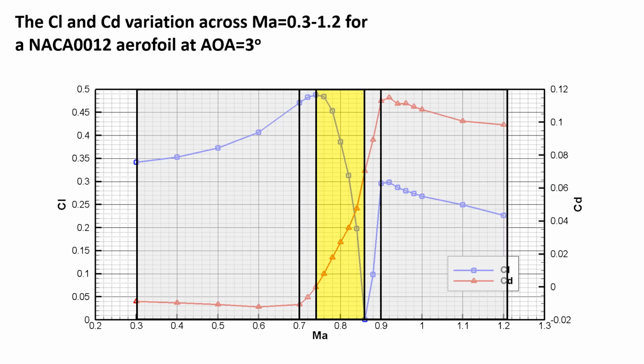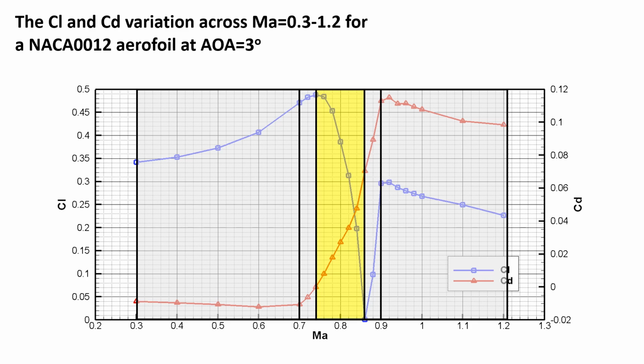Okay, so now we move to region 3, and the Mach number is increased from 0.74 to 0.86. So it's a slightly wider region than region 2, the previous region, but we can see the drag continues to increase, but there is a sudden drop in the lift. Why? They have different, or opposite, trends.